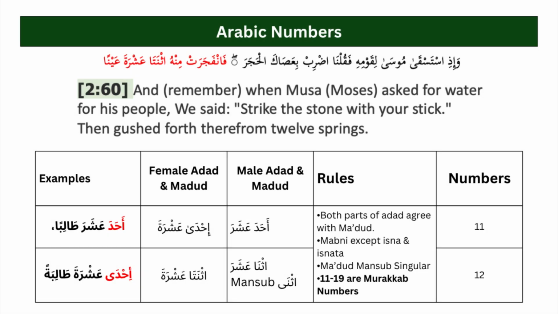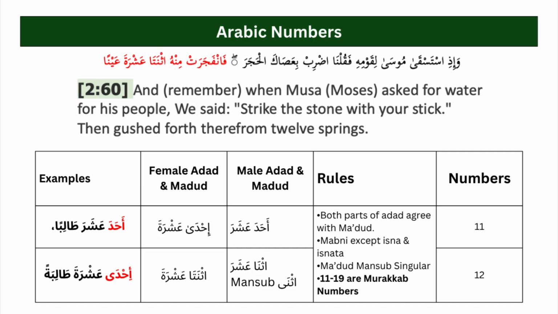Now we come to the next slide. And this slide continues our lesson on Arabic numbers. Earlier, we learned the rules for 1 and 2, for 3 to 10, and then the rule for 100 to 1000. Now this slide takes us to a new and very important group, 11 to 19. These numbers are very important because they follow their own special pattern, and students often get confused here. So we must go slowly and clearly.